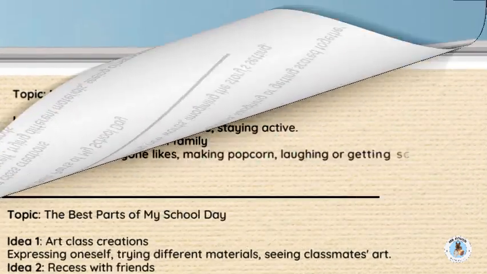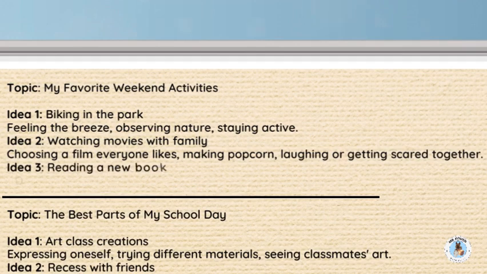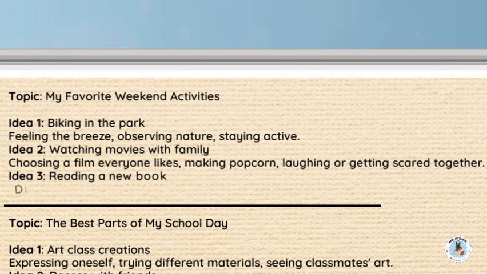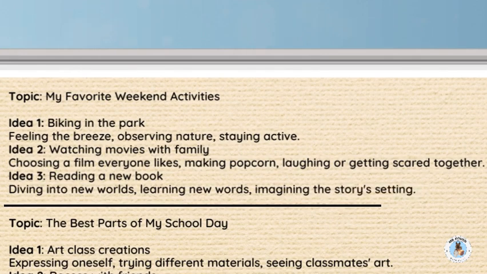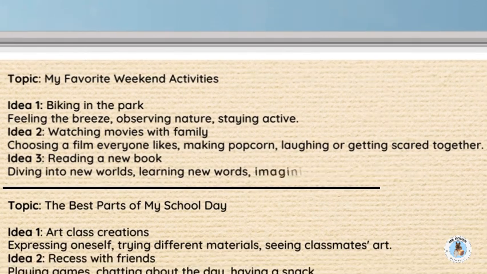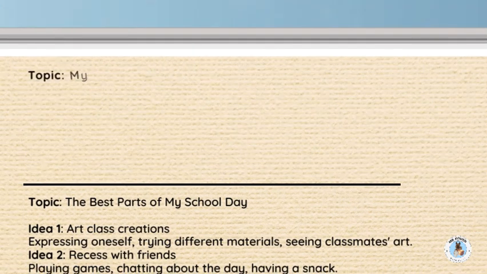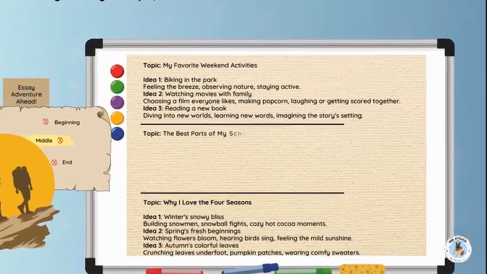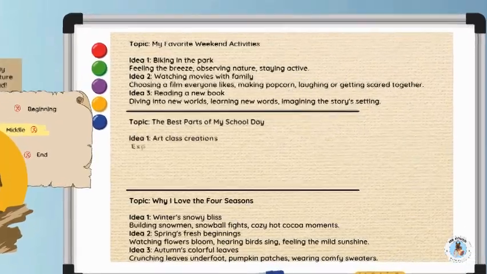Idea 2: watching movies with family. 1. Choosing a film everyone likes. 2. Making popcorn. And 3. Laughing or getting scared together. Idea 3: reading a new book. 1. Diving into new worlds. 2. Learning new words. And 3. Imagining the story's setting. This topic and the activities are ready for 3 separate paragraphs with 3 ideas to write about in each paragraph.